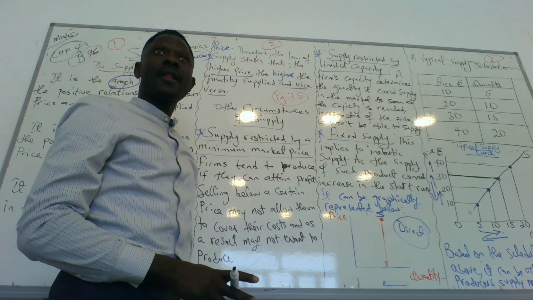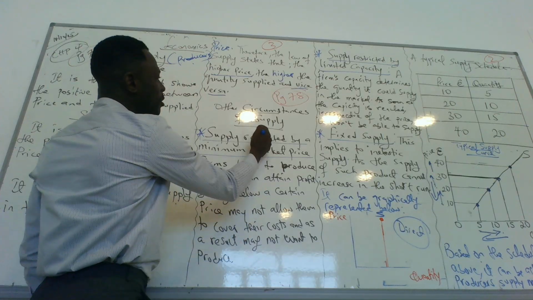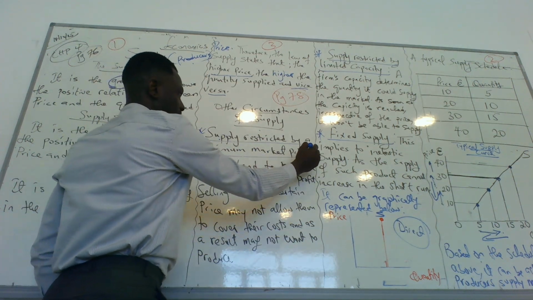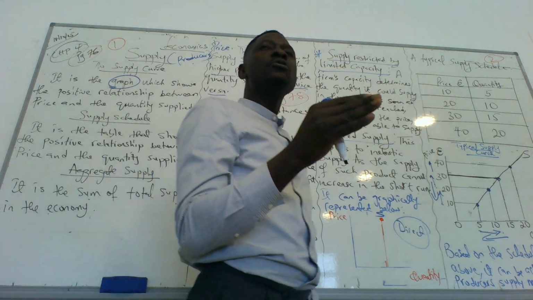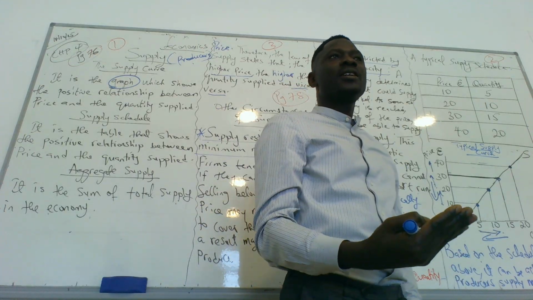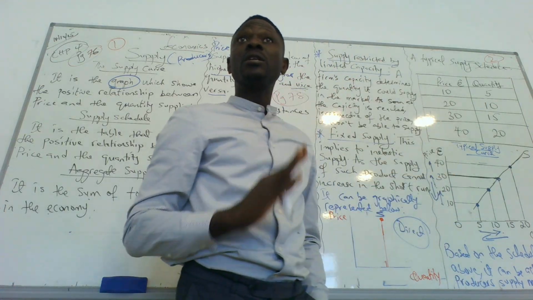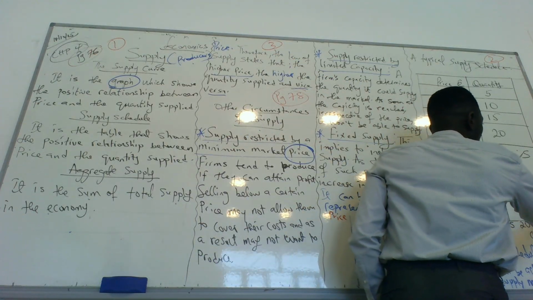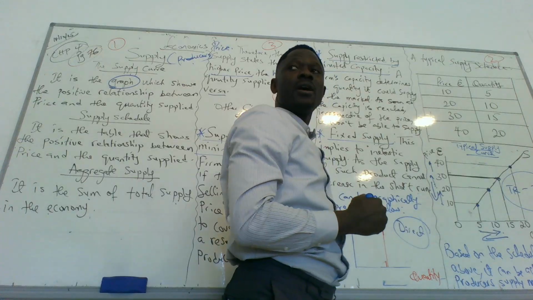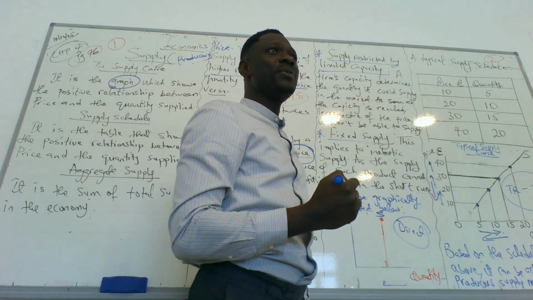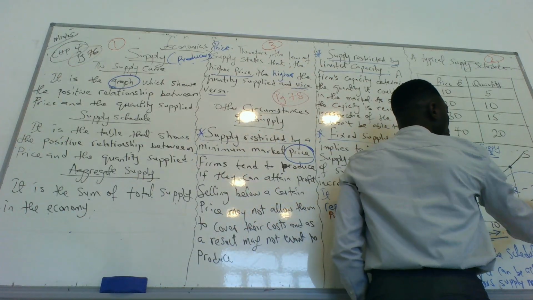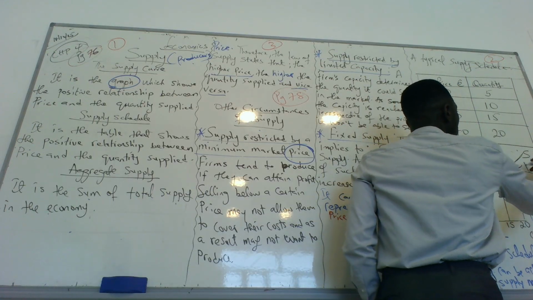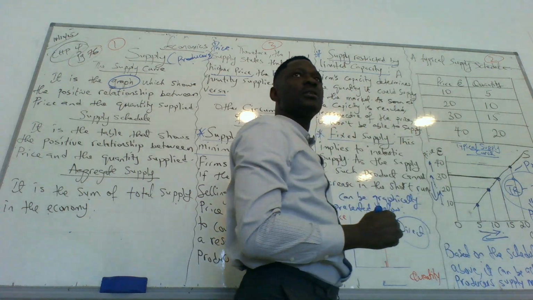Any question? No. Okay. So we have other circumstances of supply. The first one is supply restricted by minimum market price. Producers produce products because they want to make profit. Profit is total revenue minus total cost. Are you guys with me? So if total revenue minus total cost gives us profit, what is our total revenue? Our total revenue is price multiplied by quantity.